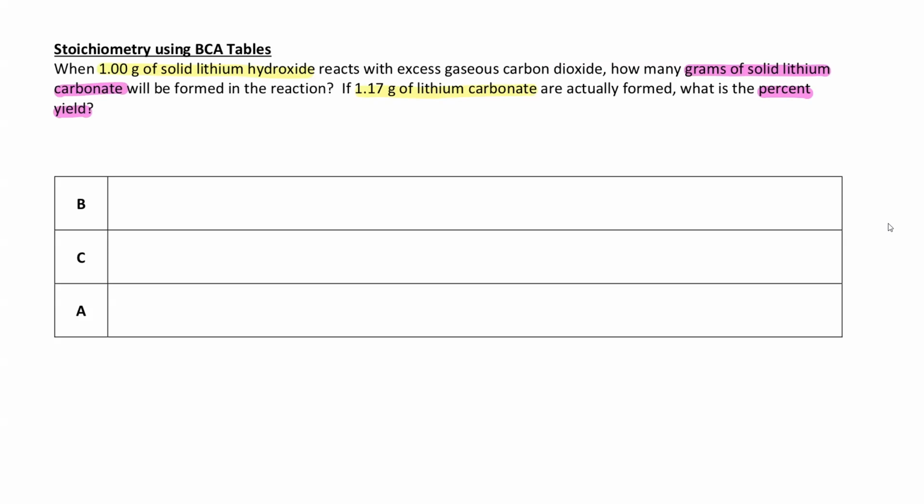Okay. Now, for my BCA table, I want to rewrite my equation over the top. So this is my same exact equation, we're just going to write it down again. 2 LiOH plus CO2 yields Li2CO3 plus water. Right? Yes, water. Why did I second guess myself?